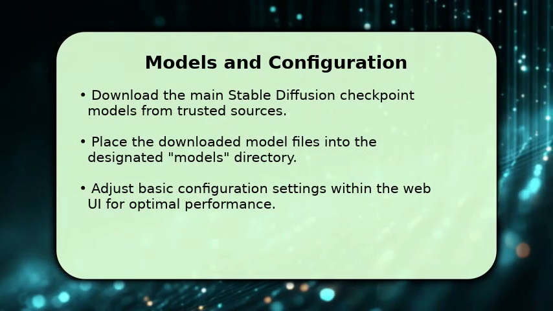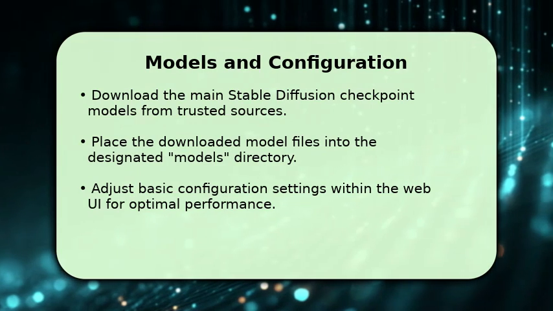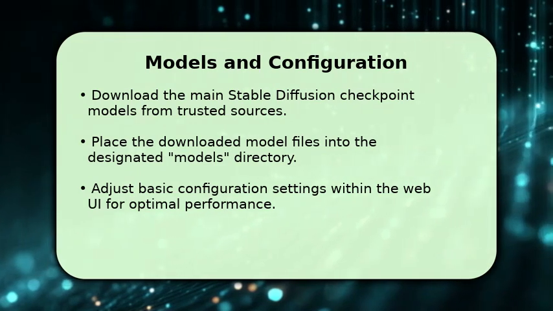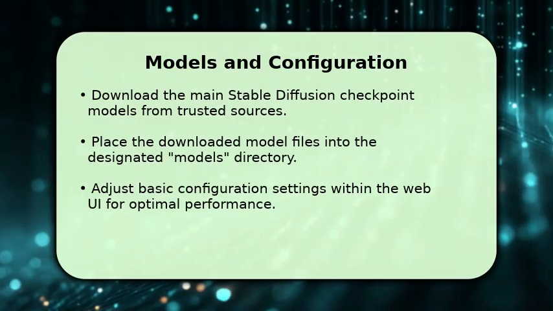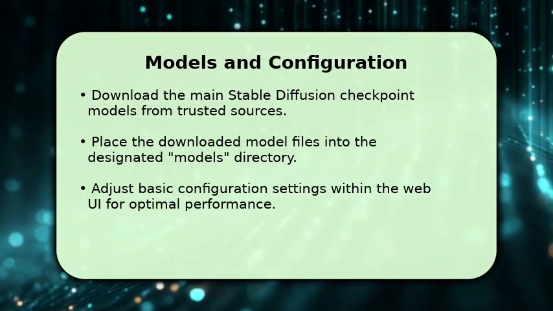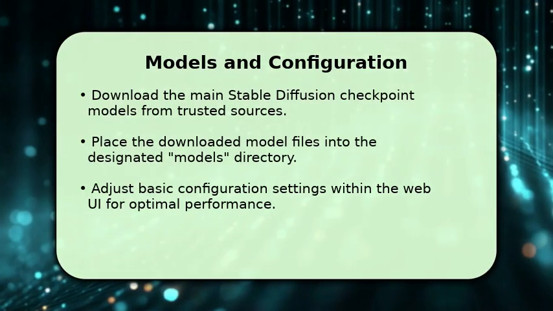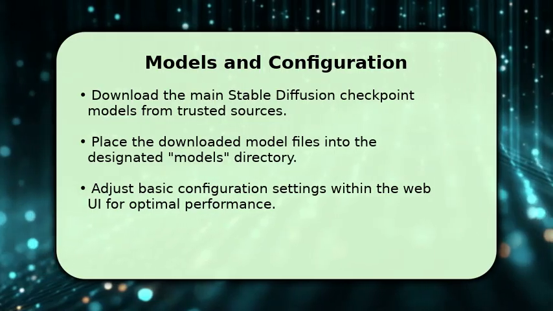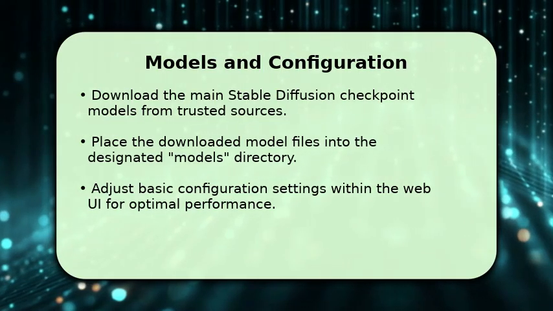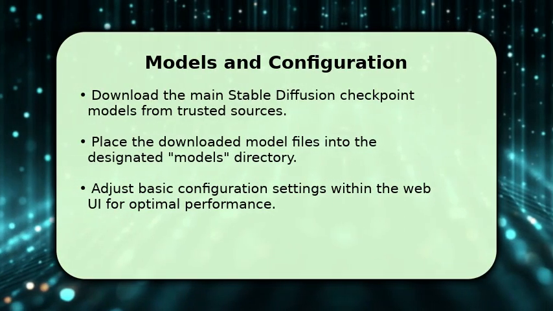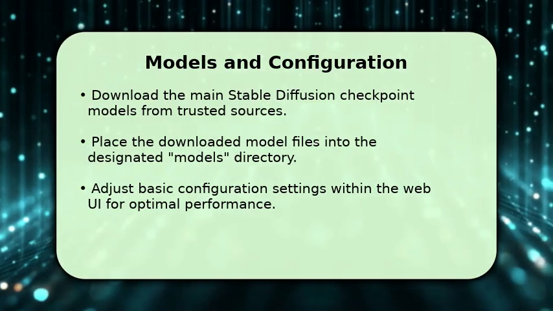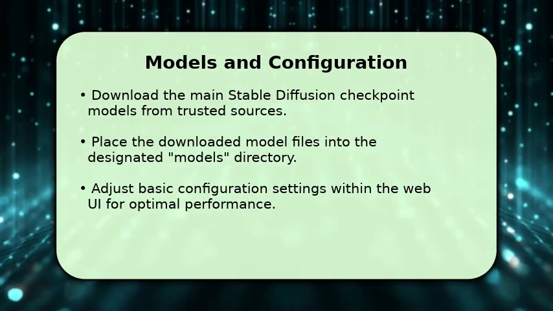Now, let's get your models ready. You will need to download the primary Stable Diffusion checkpoint models, which are quite large, often several gigabytes each. Once downloaded, carefully place these model files into the specific models directory within your Stable Diffusion installation. Finally, open the web UI and make any necessary adjustments to the basic configuration settings. This ensures the system uses your powerful graphics card efficiently.